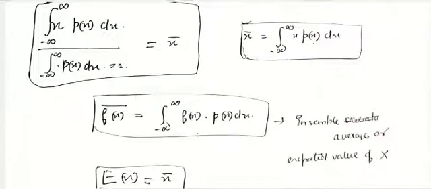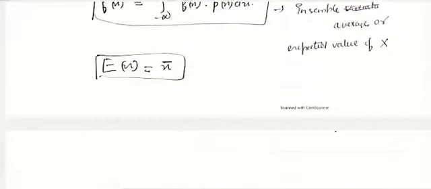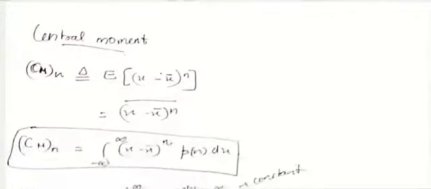Okay. So, what about a function f of x? If it is a function of x, then also f of x into p of x dx, integral minus infinity to infinity. This is known as the ensemble average or expected value of x. Okay. So, since it is the expected value, we are denoting it as E of x, which is equal to x bar. Okay. And now we will go to central moment.